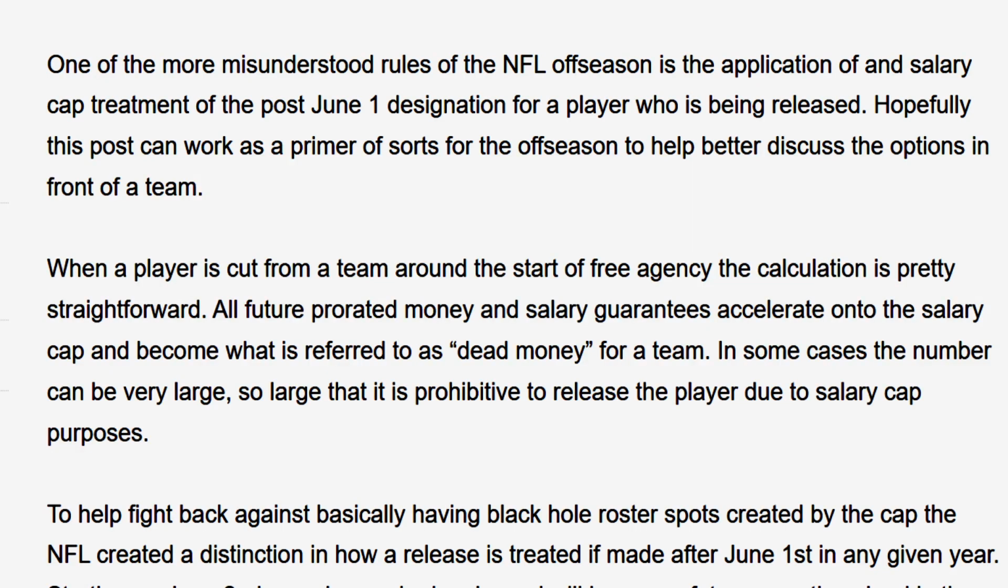the benefits of being able to cut the players at the start of free agency. And then, of course, after June 1st, those players, again, they're already cut. But with that being said, let's go ahead and get right into this.